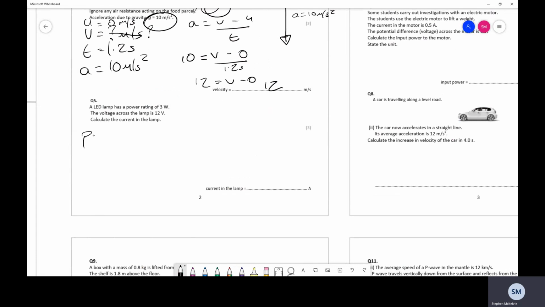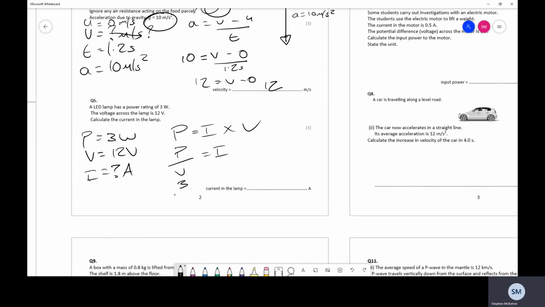LED lamp has a power rating of 3 watts. The voltage across the lamp is 12 volts. Calculate the current in the lamp. Now we're getting into the more interesting ones. Power is equal to current multiplied by voltage. I'll rearrange this equation. I is to be the subject, so I shall divide across by V. P divided by V is equal to I.